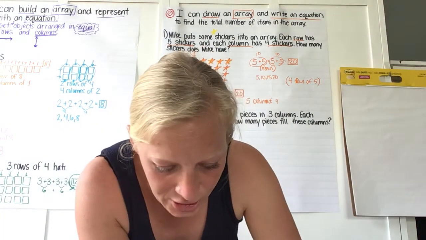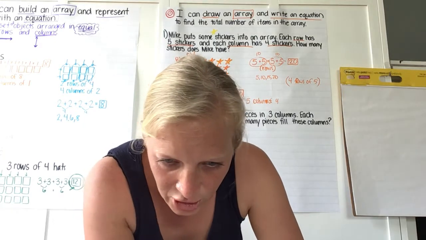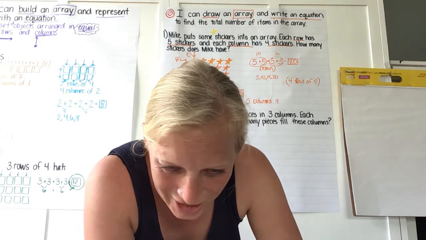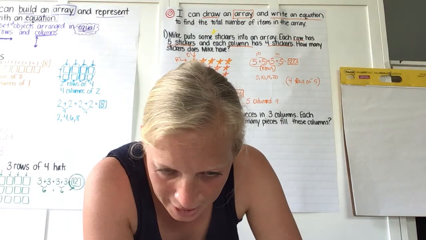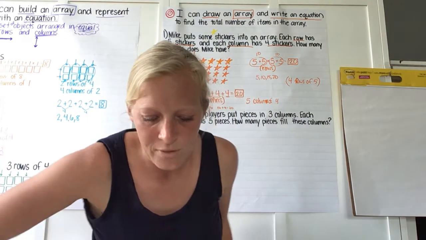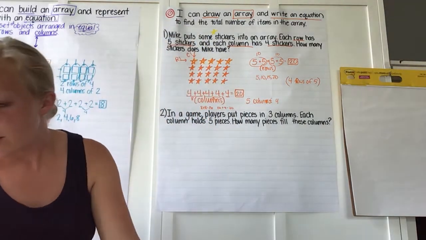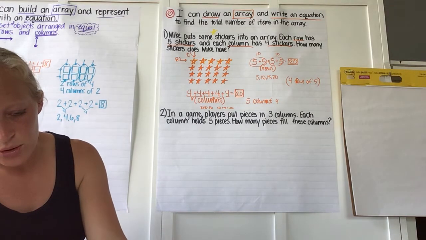Your friend right next to you wrote a different equation. How can you both have a different equation to match the exact same array? Can you guys talk about that for just a minute? How can you find your total?